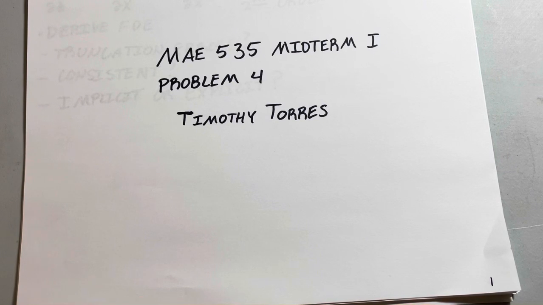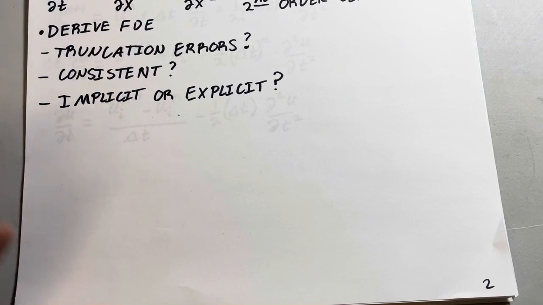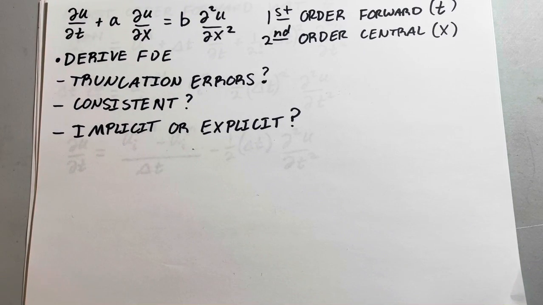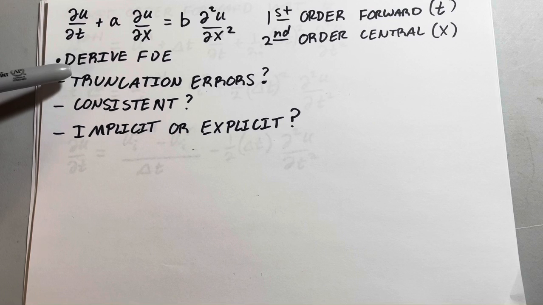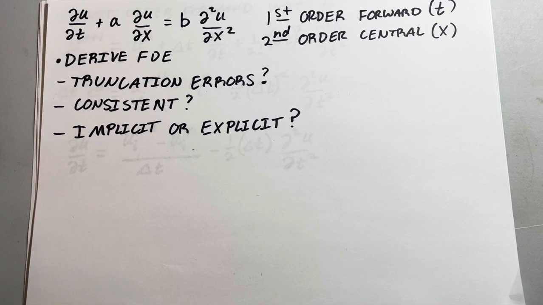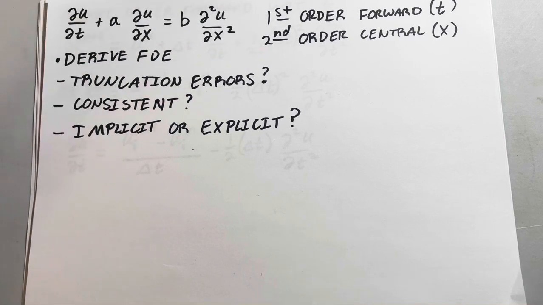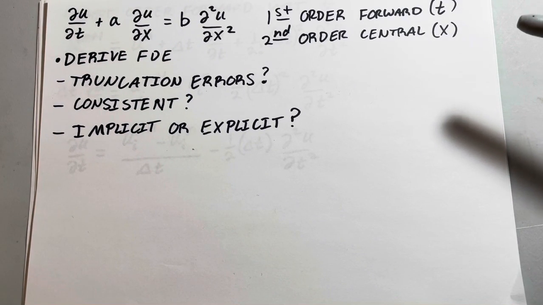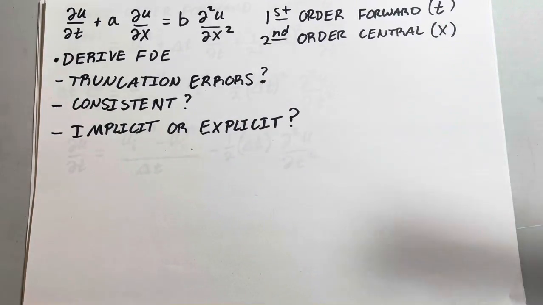Okay, I will be solving problem 4 from the CFD midterm 1. So the goal is to transform this partial differential equation into the finite difference equation using the first order forward with respect to time and the second order central with respect to space. We need to find the truncation errors, if it's consistent, and whether or not it's implicit or explicit.